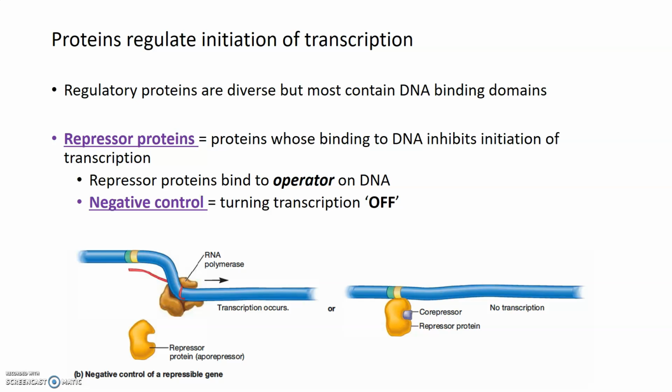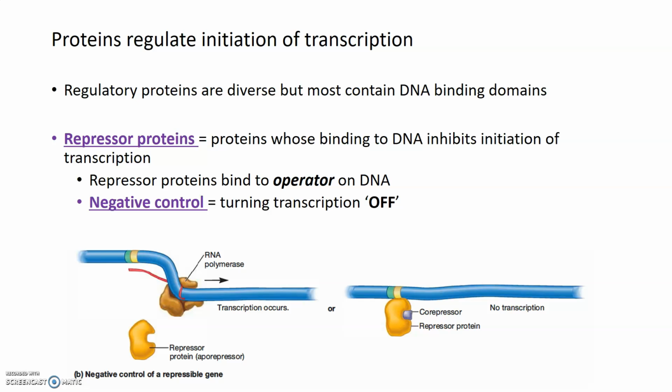And alternatively, we have a protein that, when it binds to DNA, actually inhibits the start of transcription. These proteins are known as repressors. Repressors bind to a specific area of the DNA, which can be seen in yellow. It's called the operator. They're associated with negative control mechanisms, or turning off of transcription.